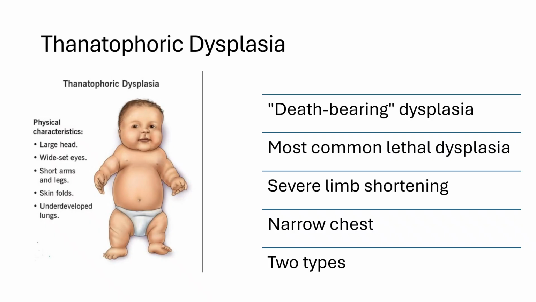The narrow chest creates the life-threatening complication because the ribs cannot develop properly, resulting in a thoracic cavity too small to accommodate normal lung expansion. This chest restriction, combined with other anatomical abnormalities, creates the respiratory insufficiency that makes this condition lethal. Understanding that two distinct types exist helps you recognize that while both are fatal, they have slightly different clinical presentations and genetic causes, though this distinction doesn't change the fundamental prognosis or management approach.